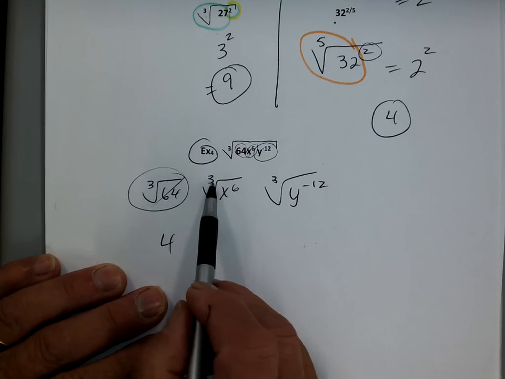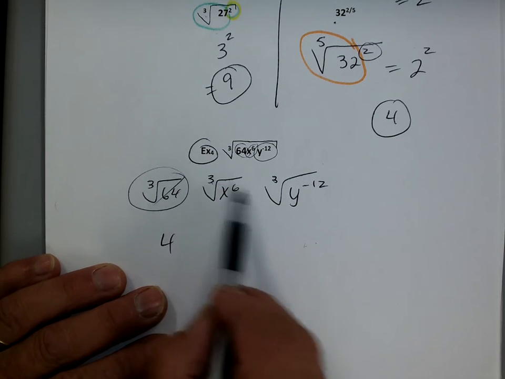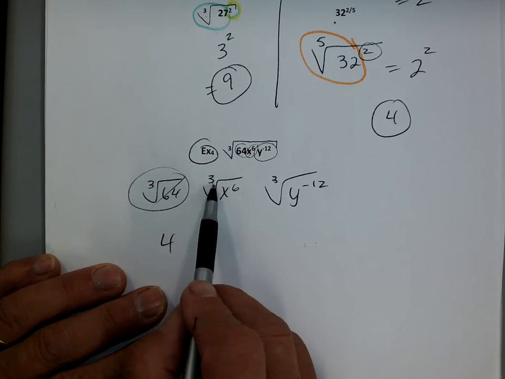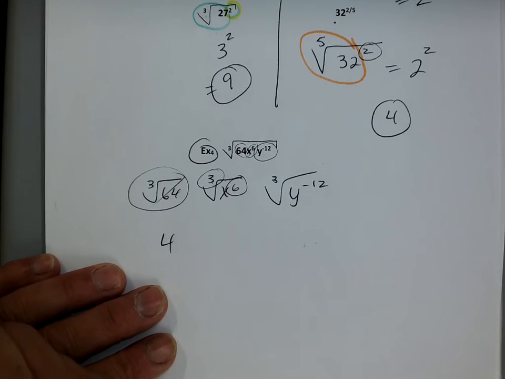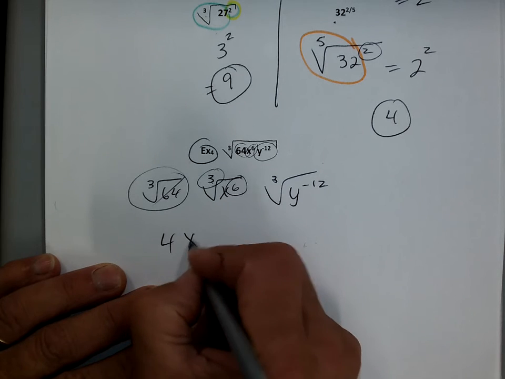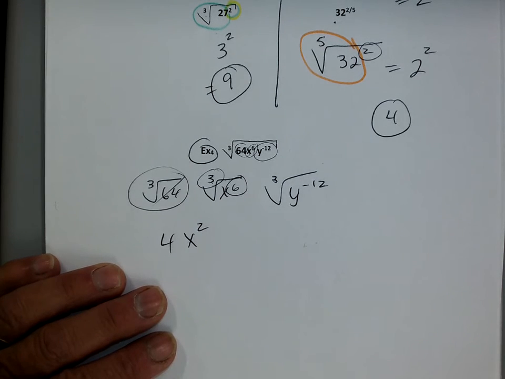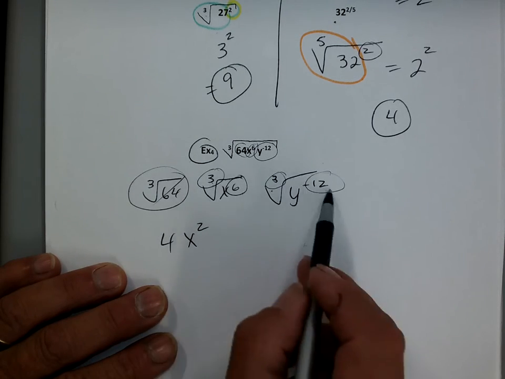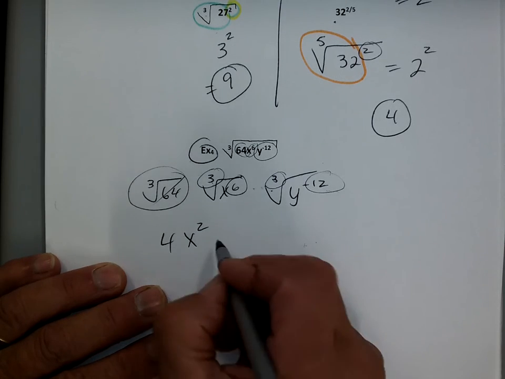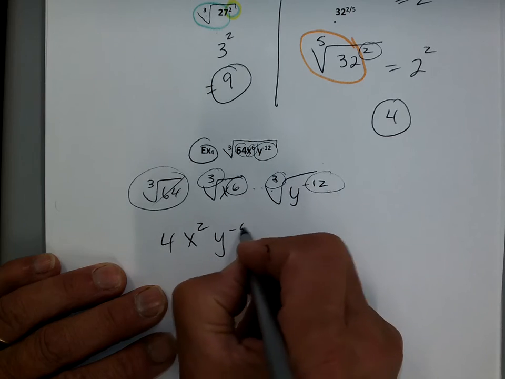Now, I'm going to take a third of this exponent because that's the same thing as a 1/3 power. So I'm going to divide by 3. Divide by 3, I'm going to get an x squared. I'm going to take a third of this because cube root is like a third, so I'm going to divide by 3. I'm going to get a y to the -4.